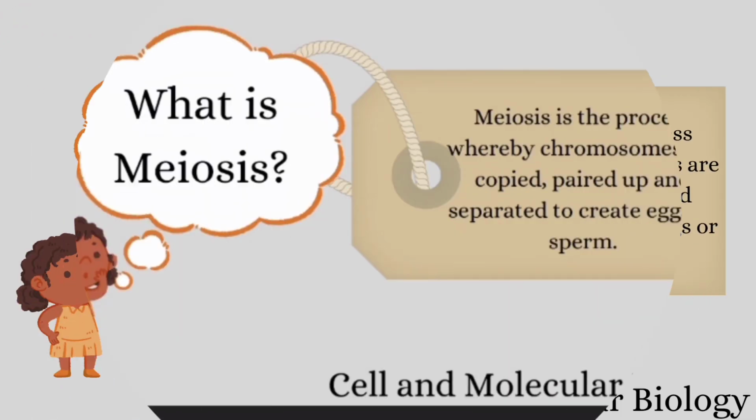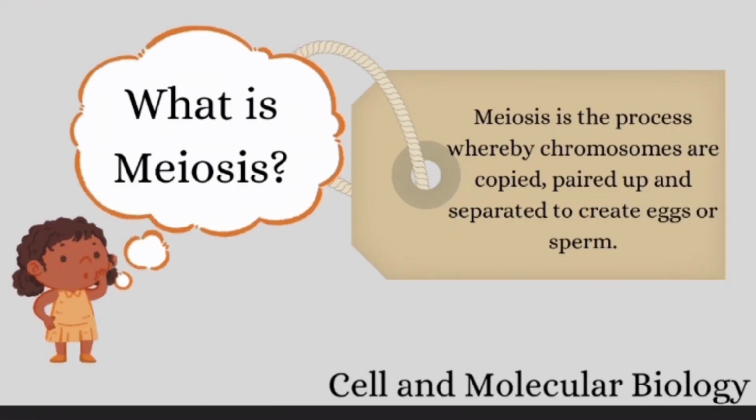So first, what is meiosis? Meiosis is the process whereby chromosomes are copied, paired up, and separated to create eggs or sperm cells.